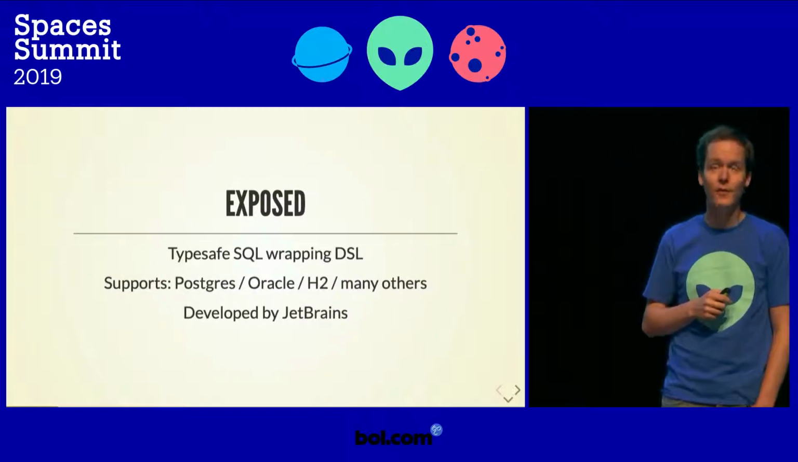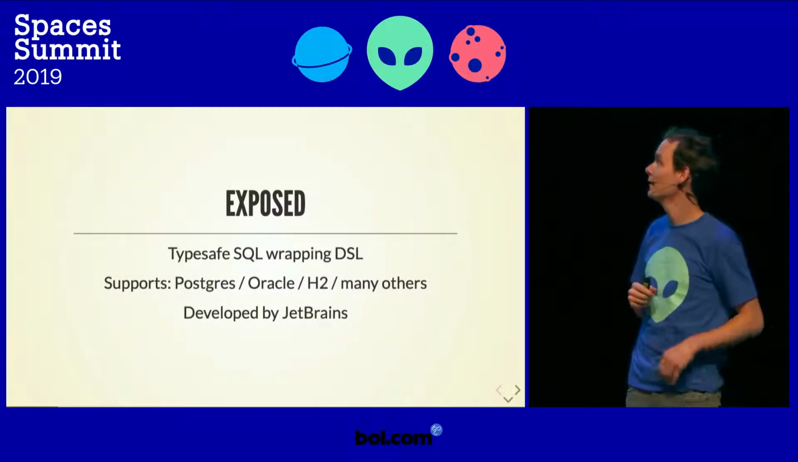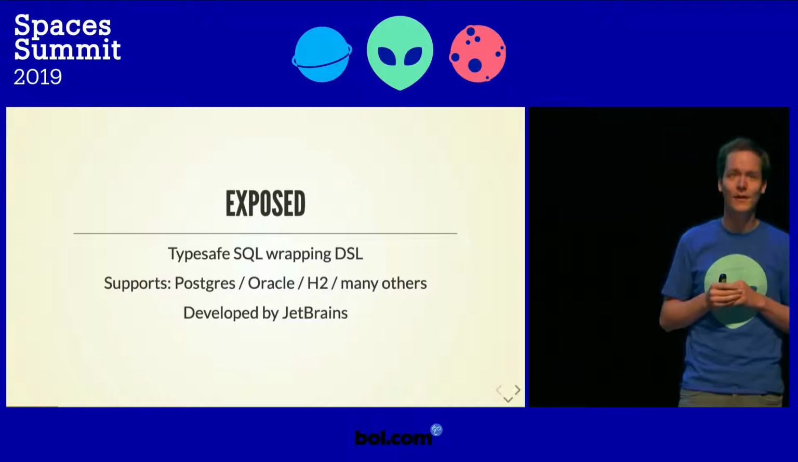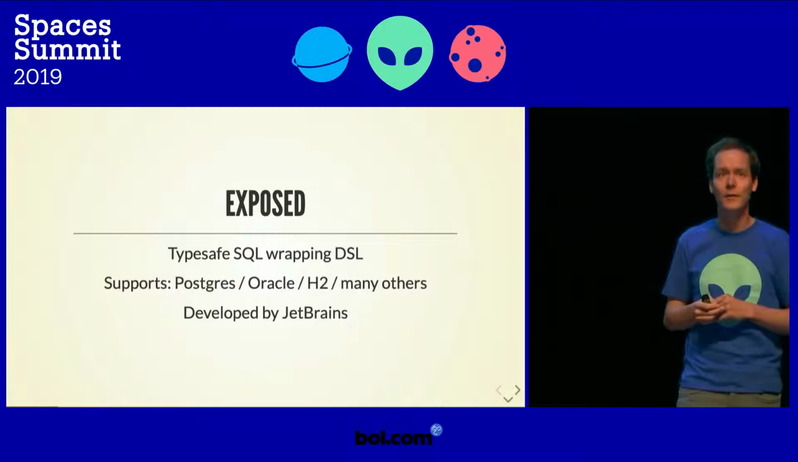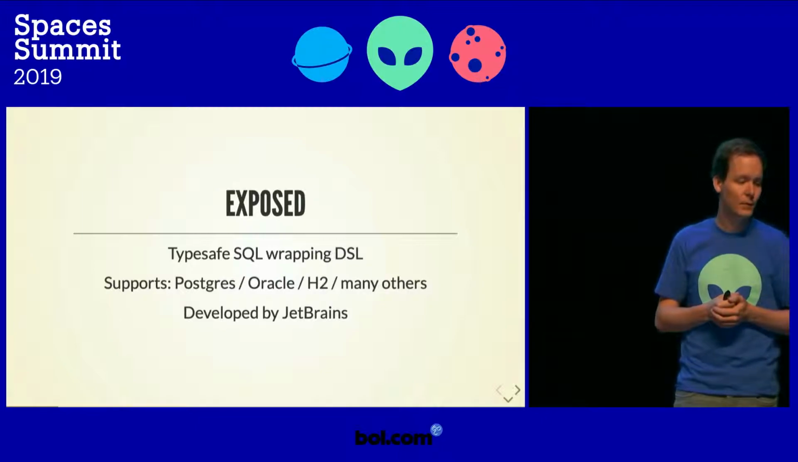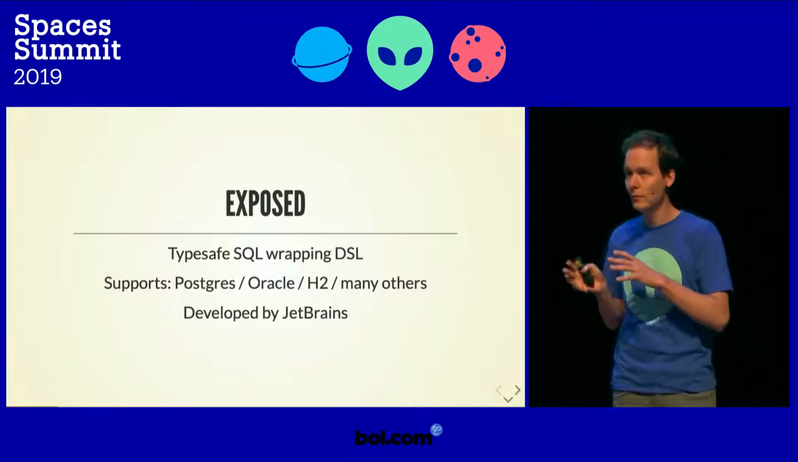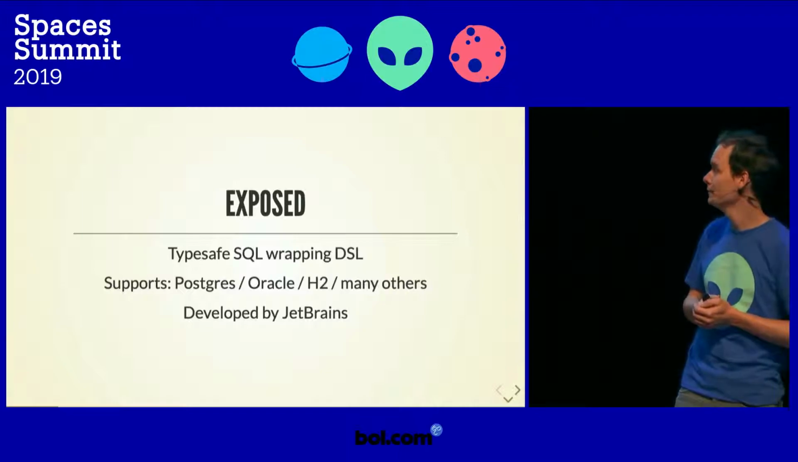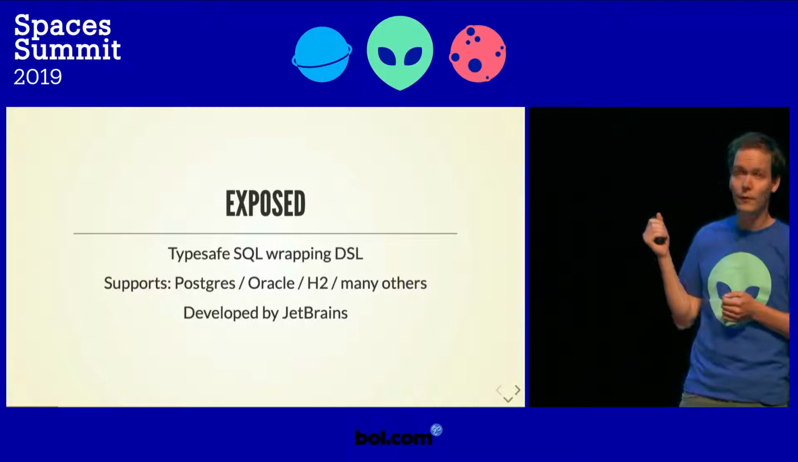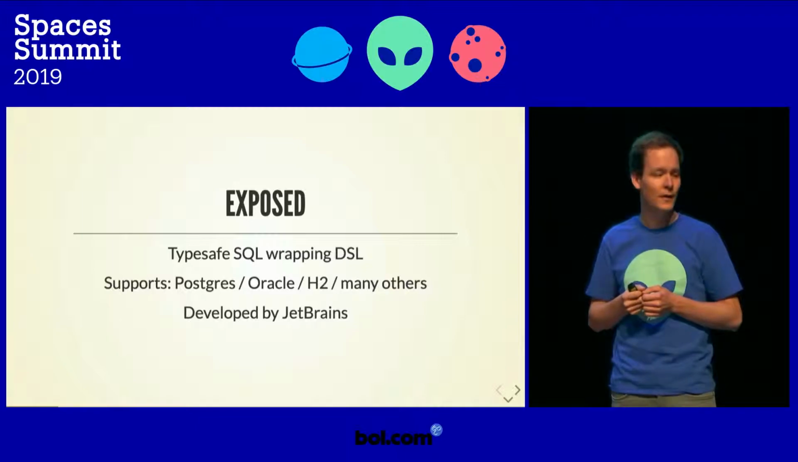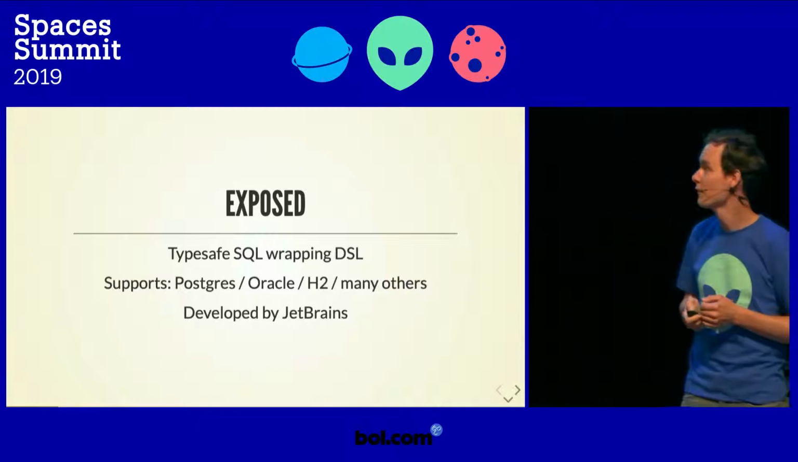So first up is Exposed. Exposed is a type-safe SQL wrapping DSL, which kind of sounds a bit vague, but it's somewhere in between an ORM like Hibernate and just plain JDBC templating. And we really like it because ORMs are a bit too much magic for us. But we also don't really like just writing plain SQL all the time. It supports the major database brands like Postgres, Oracle, that kind of stuff. And it's actually being developed by JetBrains, which is nice.